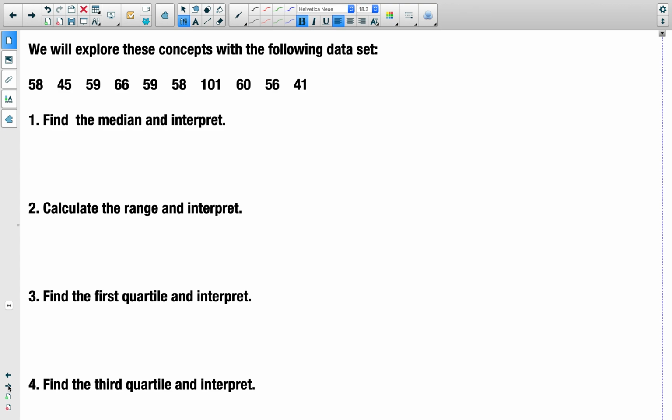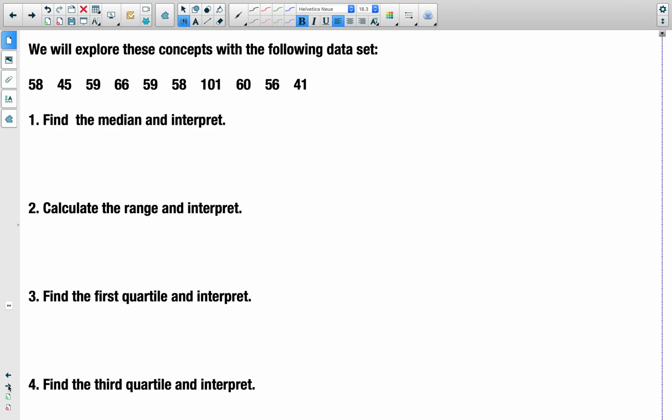It's just a generic data set, but just to put some context to it, we can think of them as test scores. Now, I'm going to first do this old school. It's only 10 values, so I'm going to actually order the list, find my median, my Q1, and my Q3 by hand, and then I'll show you how to use calculator technology to do it.